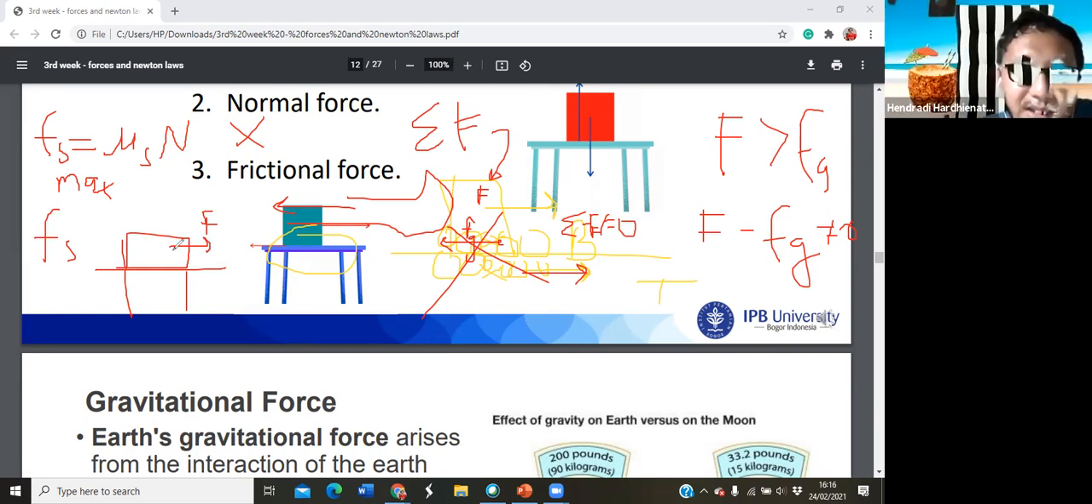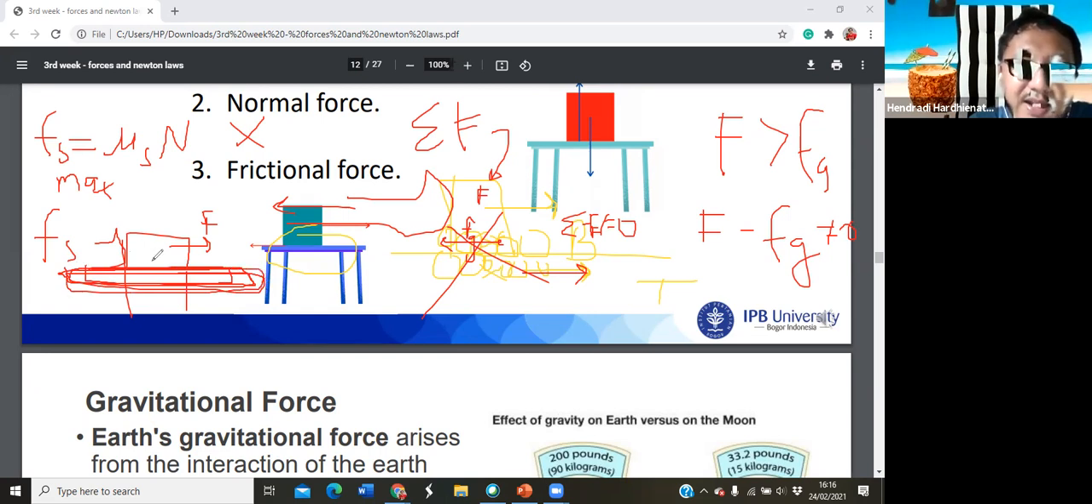If you, for example, give a force to the book by your hand, and because the book is very heavy, the book doesn't move even if you give a push. What does it mean? Why is the book not moving? What happened between the book and the table? There is friction, right?